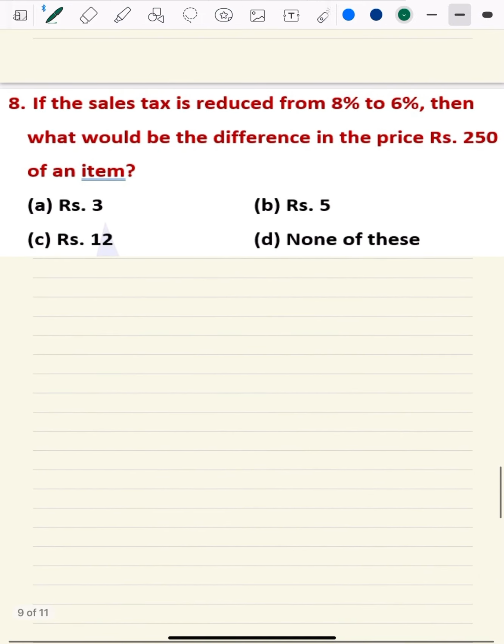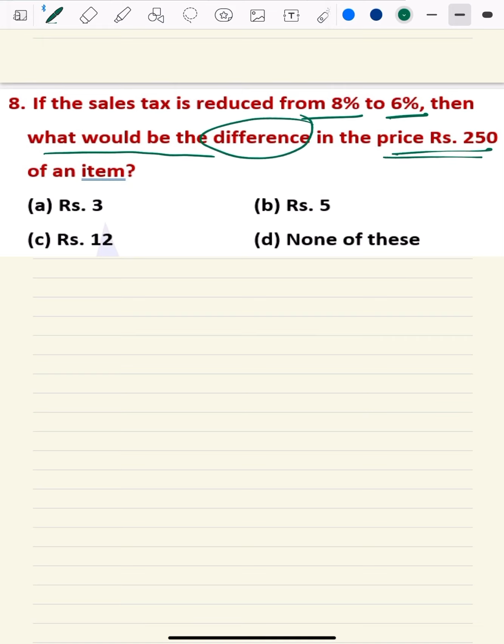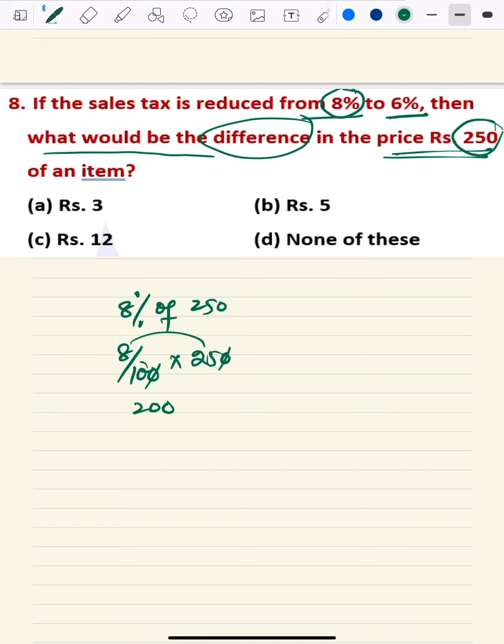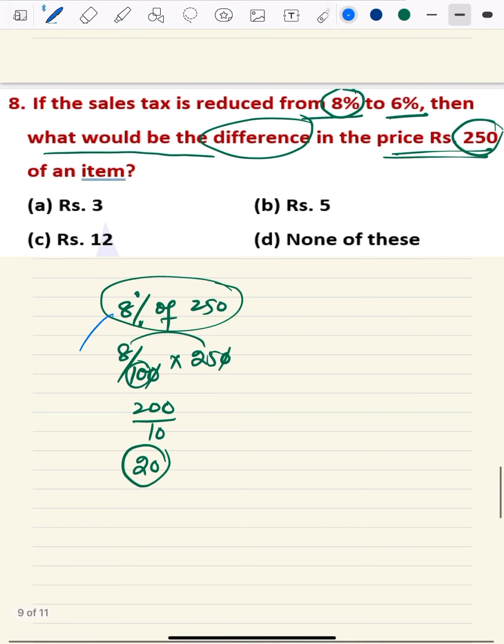Question number 8. If the sales tax is reduced from 8% to 6%, then what would be the difference in the price of 250? So in the starting, the tax was 8%. So we would find 8% of what? The original price, that is 250. So 8 divided by 100 multiplied by 250. This 0 will be cancelled, and 8 25s are 200 divided by this 10. So this would be 20. So we would say that 8% of 250 is 20.